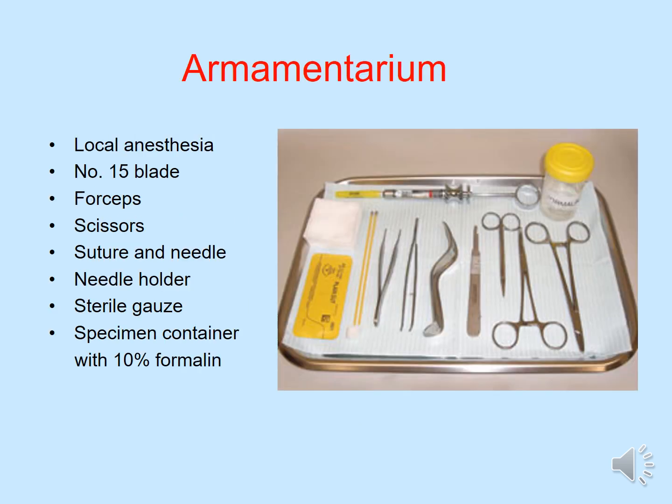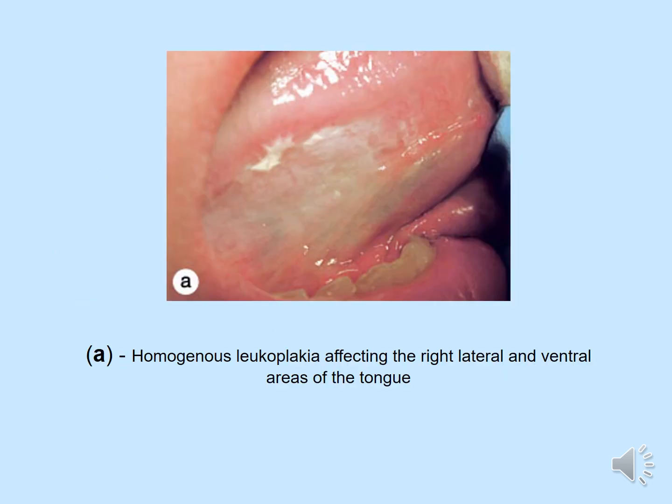All right. Okay, so for the armamentarium, first of all, we need local anesthesia, number 15 blade, forceps, scissors, suture and needle, a needle holder, and sterile gauze. Okay, so let's look at this case example here. We have this patient who has come to us with a white patch, which is a homogeneous leukoplakia affecting the right lateral and the ventral areas of the tongue. Okay, if you look at this, this is a homogeneous patch. Then you have here a whitish patch and a slightly reddish area here.